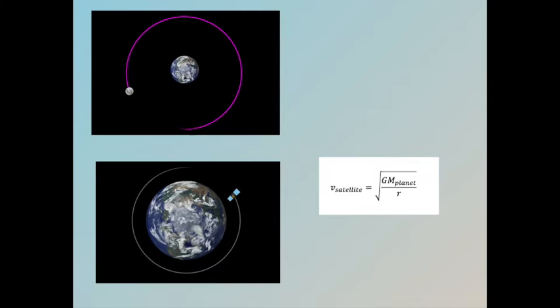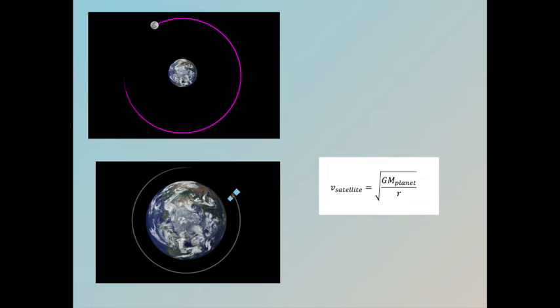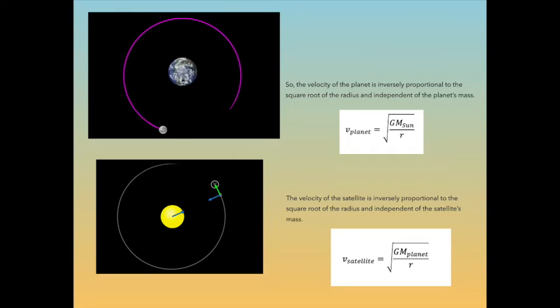In a similar way, we get a rule for the velocity of a satellite as it revolves around the planet. The velocity of the satellite is root capital G times mass of the planet divided by the orbital radius of the satellite. We can conclude by mentioning that for both cases, for the velocity of the planet and the velocity of a satellite, the speed is inversely proportional to the square root of the orbital radius, which is the distance between the two objects. Finally, the velocity does not depend on the moving object.